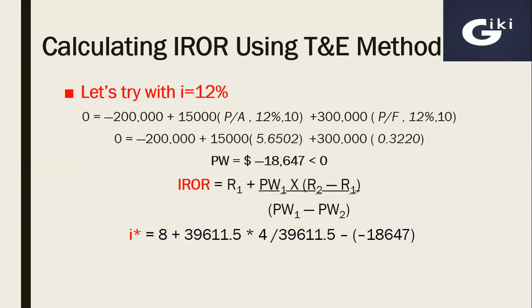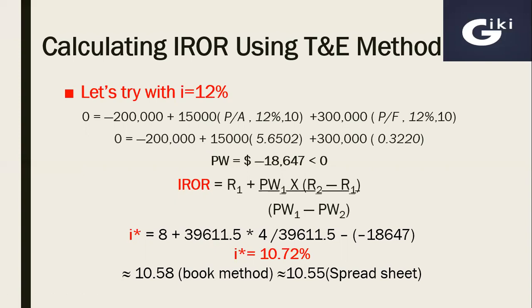So first rate of interest is 8% plus first present worth is 39,611.5 multiplied by difference of the rate 12% minus 8%. So that is 4 divided by difference of present worth 39,611.5 minus 18,647. So the unknown rate of interest or rate of return is 10.72%. So this is the rate of interest at which the present worth will be equal to 0.